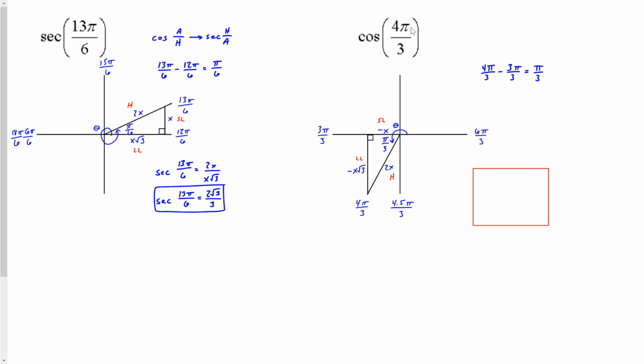Now cosine is one of our original 3, so we don't have to worry about doing the reciprocal of anything. Cosine is adjacent over hypotenuse, so that would be negative x over 2x, which would reduce to negative 1/2.